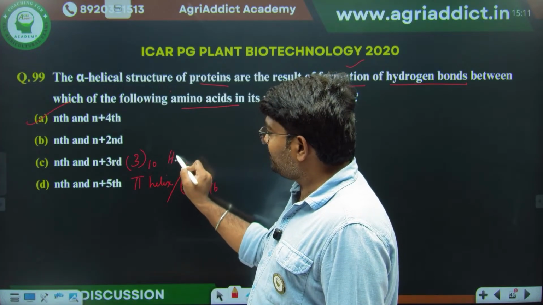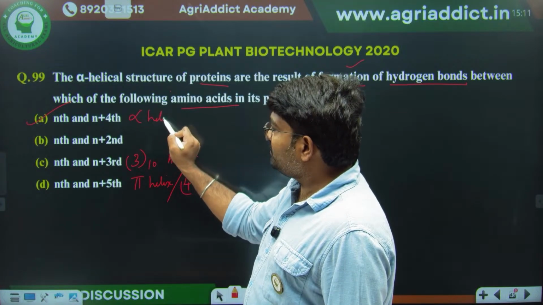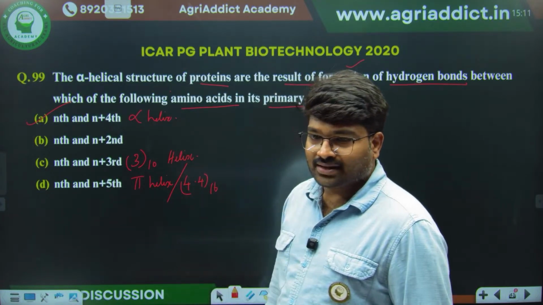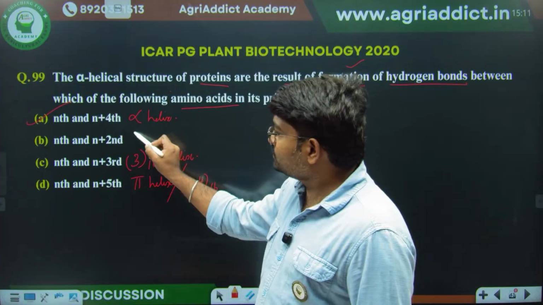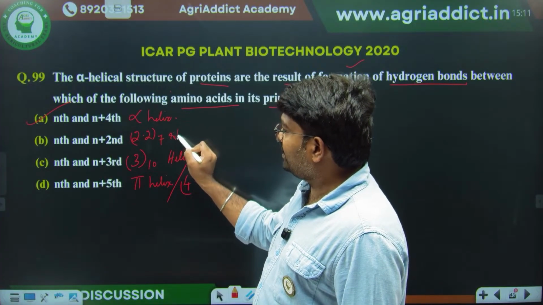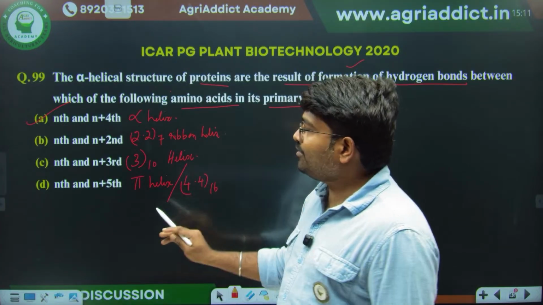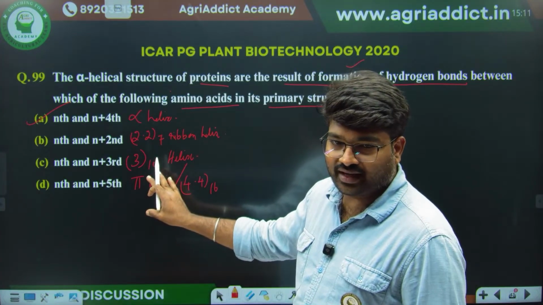Clear? A 3 by 10 helix will form. This means an alpha helix will form if the hydrogen bond is between N and N plus 4. Then N and N plus 2 means a 2.2 by 7 ribbon helix will form. Okay, ribbon helix. This is for your understanding only. They may ask these questions also. That's why I am writing it.